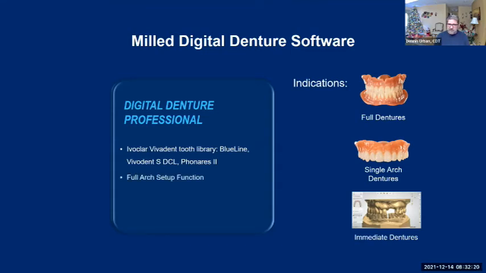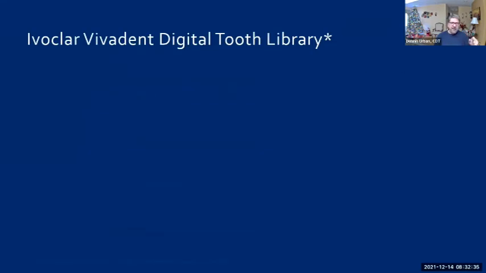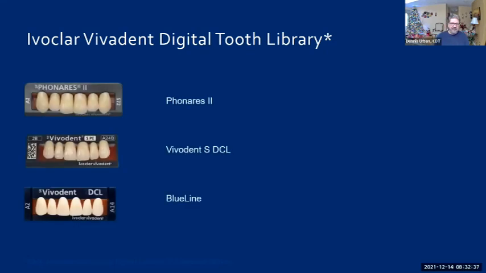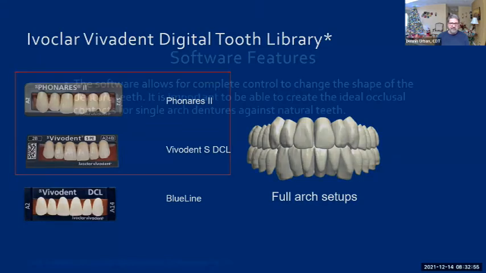Full arch setup function. Everything comes into play with a full up and full over, full arch setup function, and exclusive clinical tools and workflow options. And they have something called the Oversize milling process. I'm just going to touch on that in a little while. You don't really need to know that, but I'm going to touch on that in a little while also. So let's talk about the Ivoclar Vivodent, the tooth library that they have. They have Phonares, Vivodent, and Blue Line. And all of these are great teeth. They wear well, they're aesthetic, and you have your choice. Even with milling, if you want to mill these instead of using these actual carded teeth, you can do that. And you have those full arch setups that we can utilize in designing these types of cases.